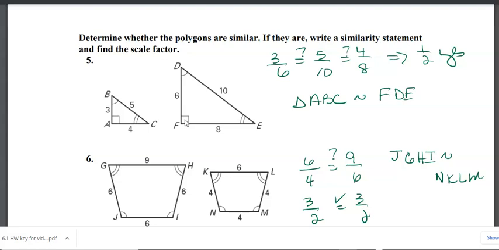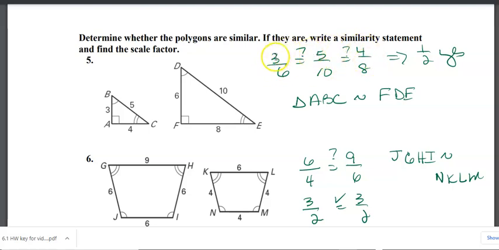Now figure out your proportions. Okay, so the side between the right angle and the single, 3, is going to be the numerator of the fraction here, and then the side between the right angle and the single, 6, is here. Then the side between the single and the double, 5, over the side between the single and the double, 10. The side between the right angle and the double, 4, over the side between the right angle and the double, 8. Okay, are these all the same?